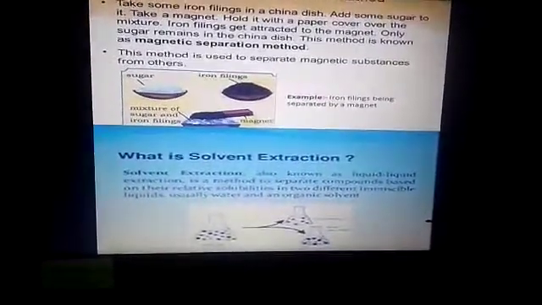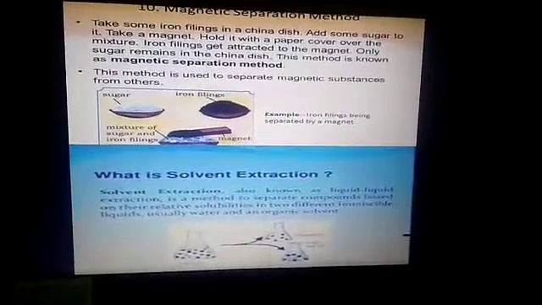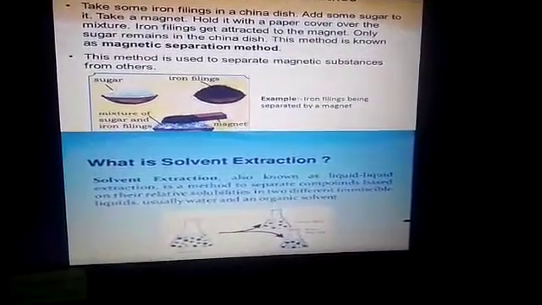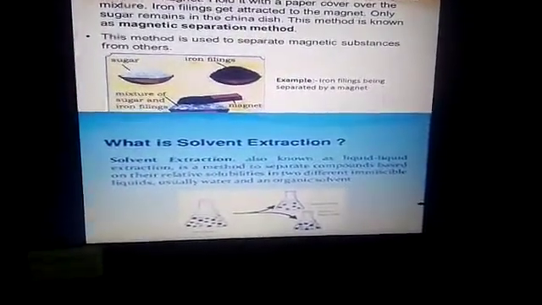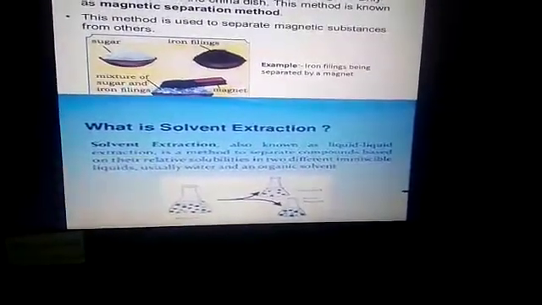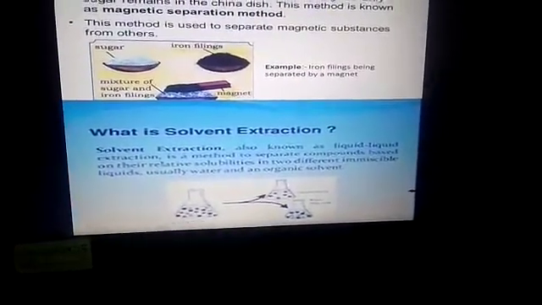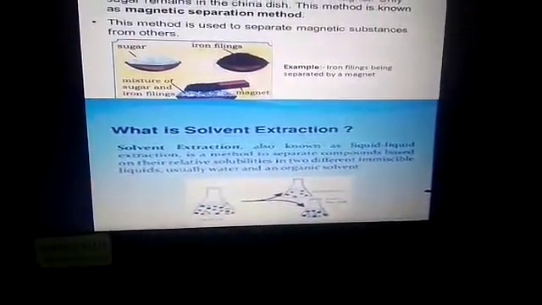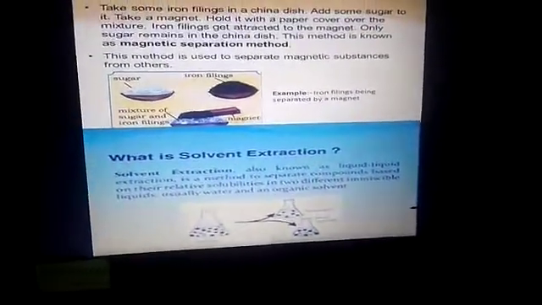And next is magnetic separation. This method is used to separate magnetic solids, which are attracted by the magnet, leaving behind the other. Here the magnetic solid is ferrous, that is, iron, and the non-magnetic solid is sulfur. Ferrous, iron, is magnetic in nature and is attracted by the magnet.